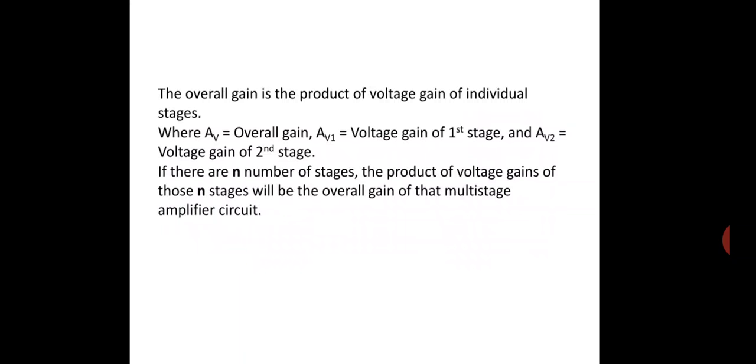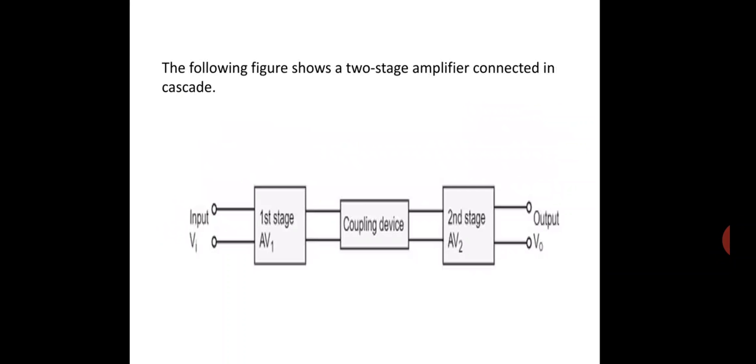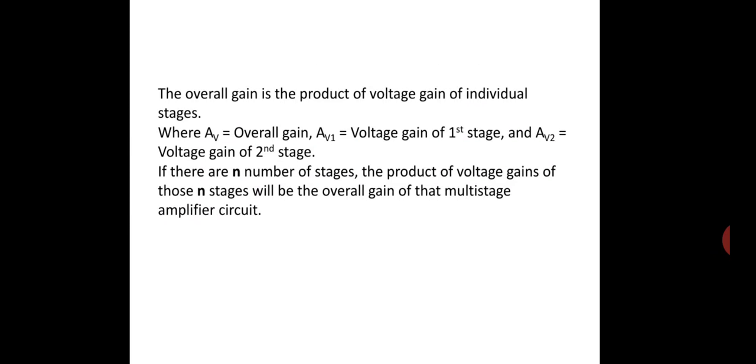The overall gain is the product of the voltage gains of the individual stages. The first stage gain is A1, the second stage A2, the third stage A3. So the overall voltage gain, with first amplifier voltage gain AV1 and second voltage gain AV2, is then the combination of the gains.